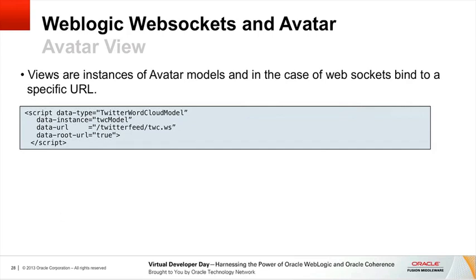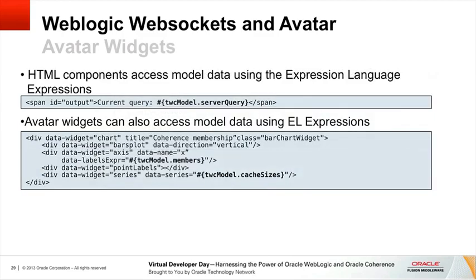An Avatar view, as we talked about, are instances of models, and in the case of WebSockets, they bind to a specific URL. And finally, we can then actually take the widgets and work with them.